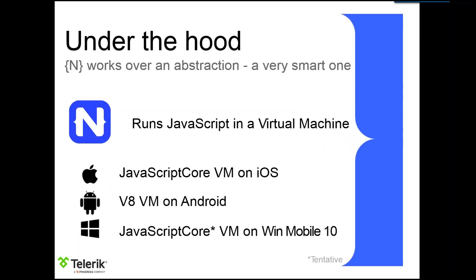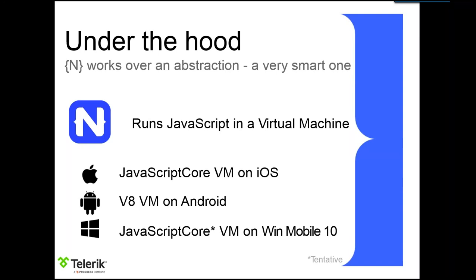So what exactly is happening under the hood, right? You may be confused as to what this is about. It's JavaScript, but it's a native mobile app. How is that possible? Well, under the hood, we work as an abstraction. The NativeScript development stack is actually an abstraction, and it's a very smart one. We ship a virtual machine along with your app, and the JavaScript runs on the virtual machine. On iOS, we have JavaScriptCore as the virtual machine. On Android, we use Google V8.